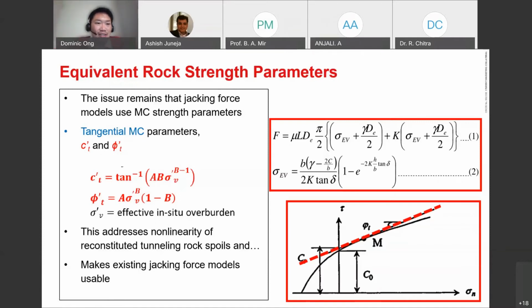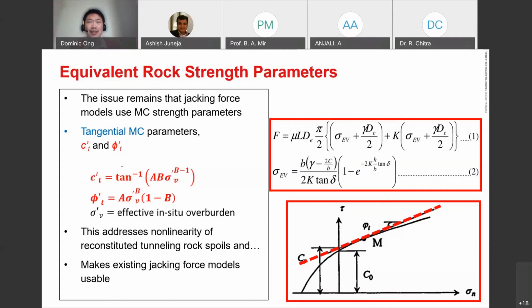So we denoted the c dash with a subscript of T to represent the generalized tangential parameters. With that, we would be able to consistently describe or represent the c dash and phi dash in our back analysis.